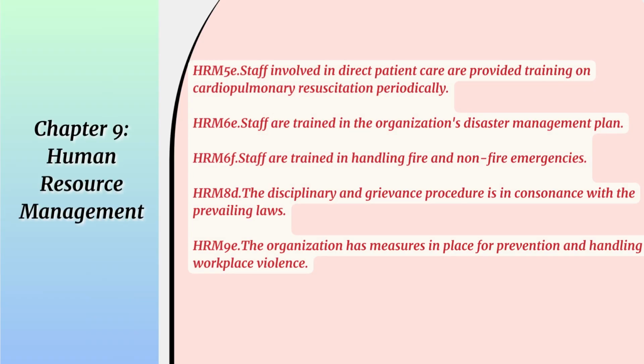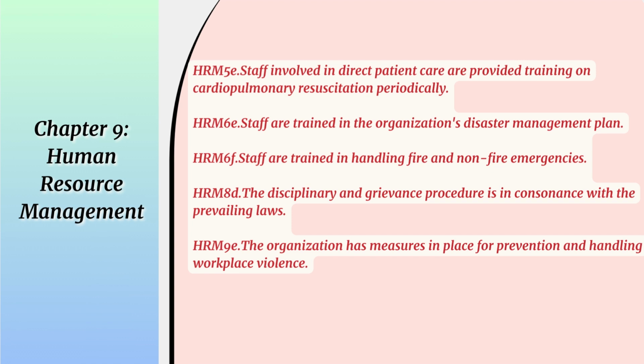So now I'll talk about the next objective elements of the human resource management. HRM 5E, staff involved in direct patient care provided training on cardiopulmonary resuscitation periodically. So this is very important, cardiopulmonary resuscitation. Obviously, if the patient is not in a good condition and if that patient is not breathing, then we have to give immediate cardiopulmonary resuscitation, and each and every person or the human resource who is there in the healthcare organization has to learn the cardiopulmonary resuscitation, especially those who are directly involved in the patient care, like doctors and the nurses.